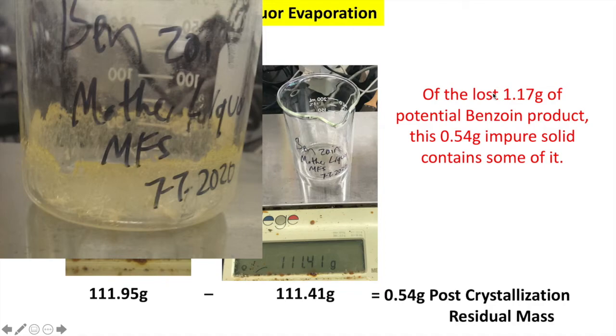I did lose 1.17 grams over the whole process. Some of this was lost during the filtering of the crude product and transferring flasks, things like that. But of this total loss I had, some of it is going to be in here, this 0.54 grams of solid after the mother liquor is evaporated.